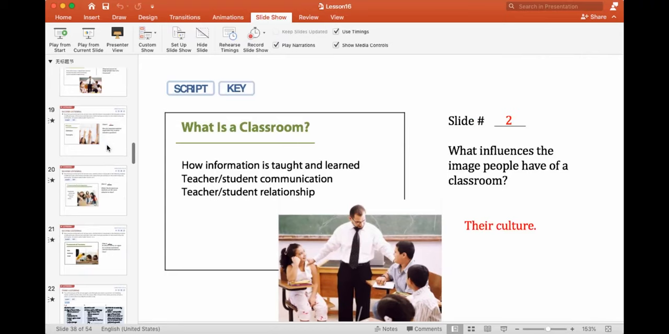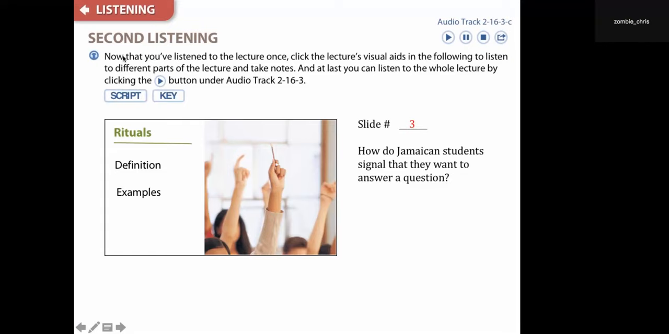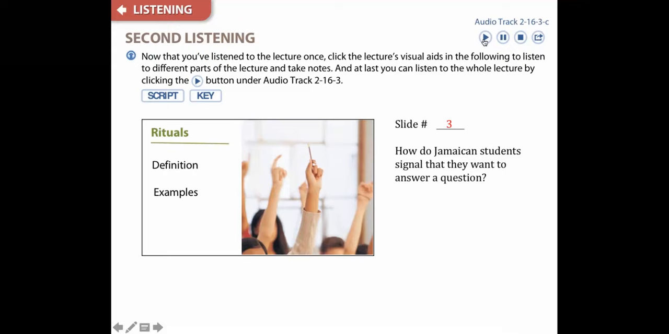Slide number three. How does a student signal that they want to answer a question? What do we mean by culture? Of course, culture is a term that is used in many different ways. Basically, culture provides us with a system of knowledge that allows us to communicate with others and teaches us how to interpret their verbal and nonverbal behavior. Culture influences and establishes how people interact with one another or do not interact with one another. In particular, culture influences the rituals that take place in the classroom setting, and it influences the ways that students participate in the classroom discourse. It also influences the esteem in which teachers are held.